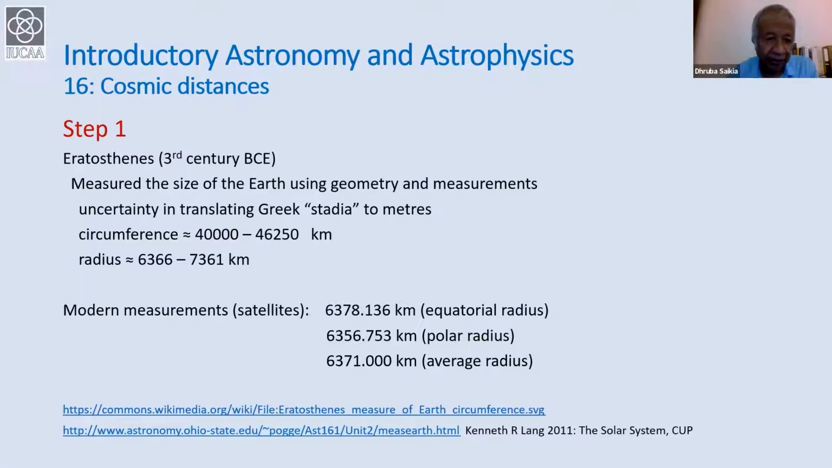And they were not bad, actually. You can see Eratosthenes' measurements, translated into modern measurements in kilometers, and these are modern satellite measurements. You know that the equatorial radius is slightly larger than the polar radius, and that is reflected over here. And this is about the average radius of the Earth. So this was one of the very early measurements of celestial objects.